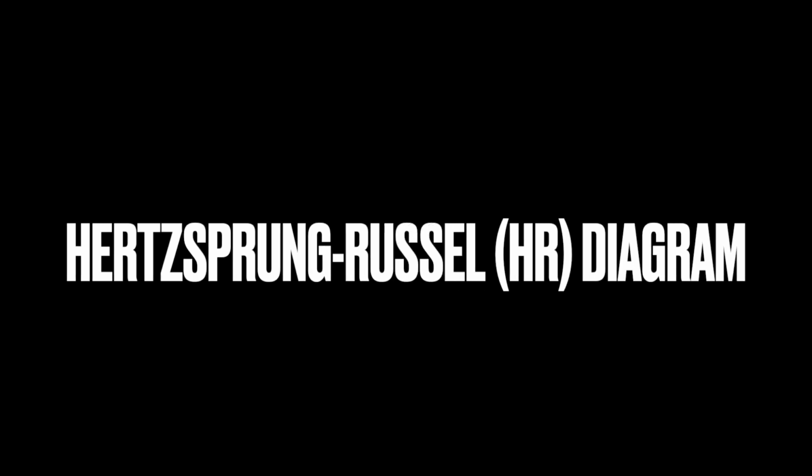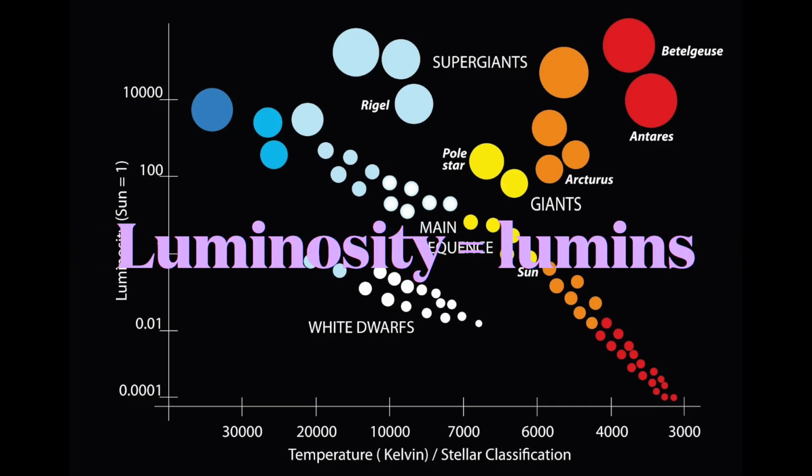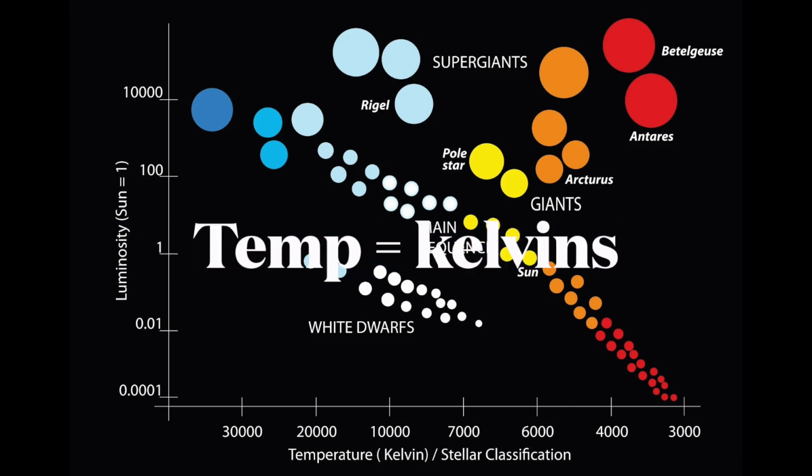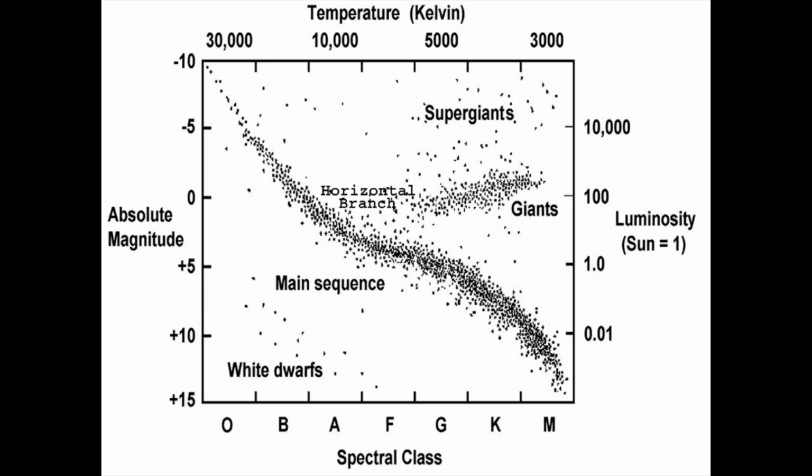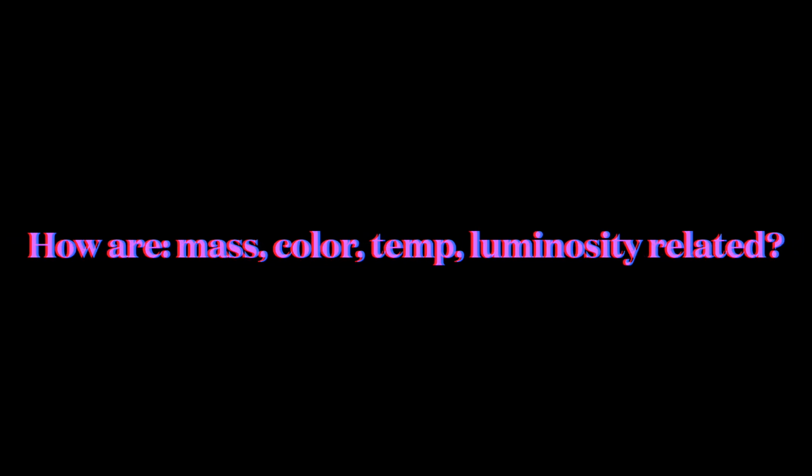This is an HR diagram. The y-axis shows luminosity from low to high, and the x-axis shows temperature from high to low. The position of the star on the graph is determined by its type, whether it's a dwarf, giant, or in the main sequence, and also based on its temperature and luminosity.